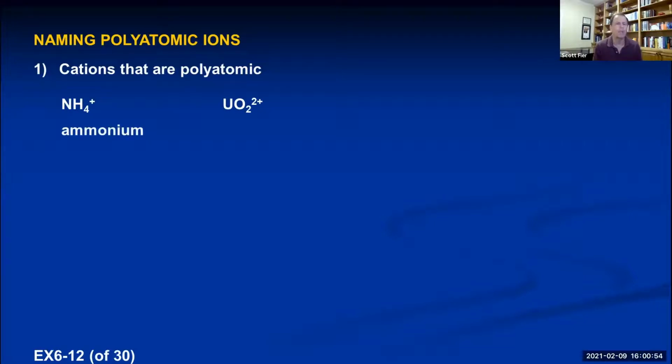Its name is ammonium. So anytime you have a group of atoms that are bonded together, but they have a charge to them, they're called a polyatomic ion. And some of them are positively charged. UO2 is a +2 polyatomic ion. It's not very common. I didn't put it on your list of polyatomic ions to memorize, but I put it on here because who wouldn't like saying the word uranyl over and over again? So that's kind of weird.